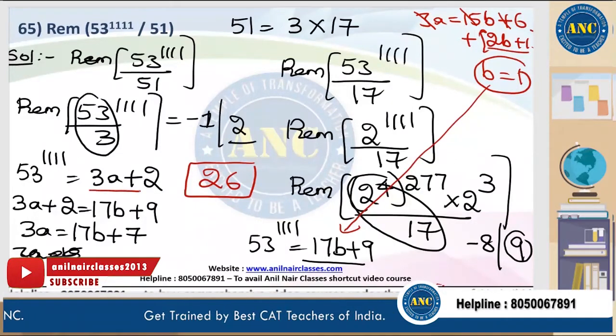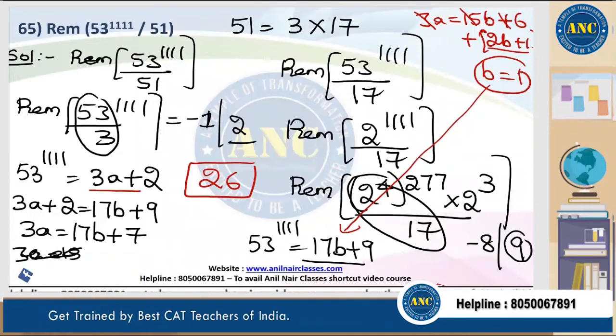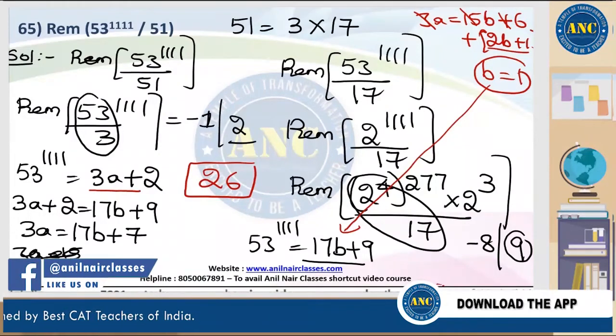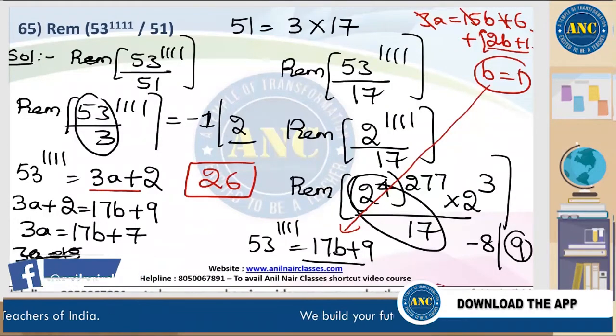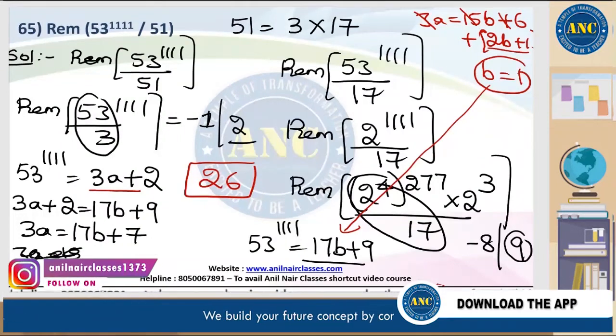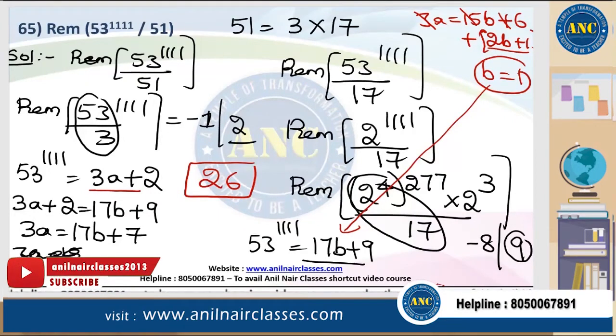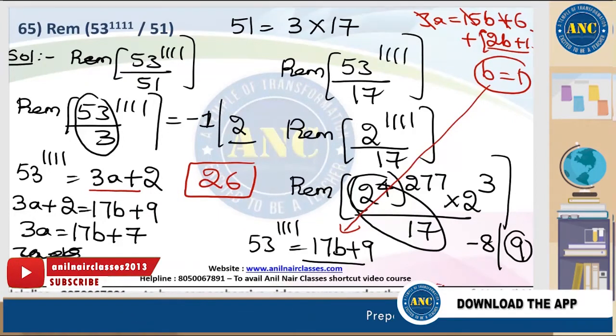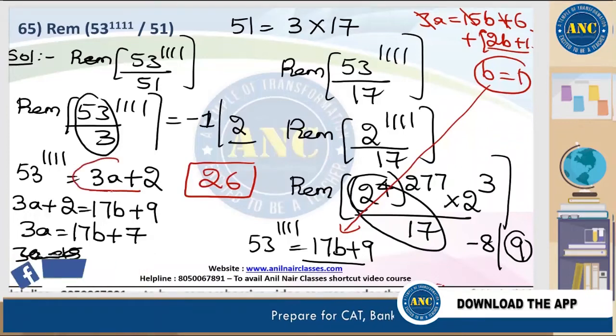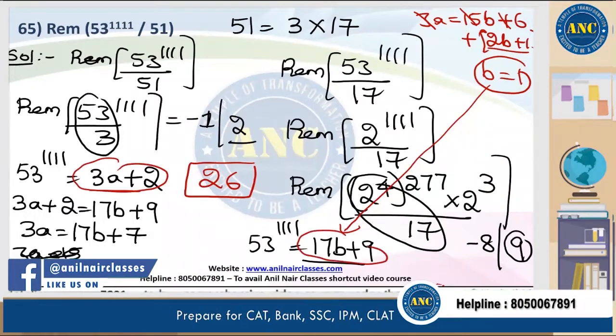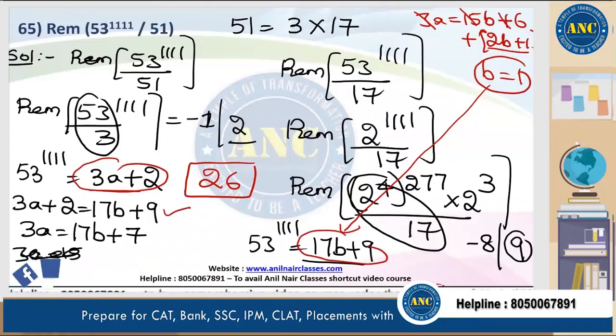So 3a plus 2. Now 53 power 4 once divided by 17. 17 threes are 51, so 2 power 4 once divided by 17: 2 power 4 power 277 into 2 cube by 17. 16 by 17 is minus 1, so minus 8. Minus 8 means plus 9. So one is 3a plus 2, another is 17b plus 9. I equated both of them.